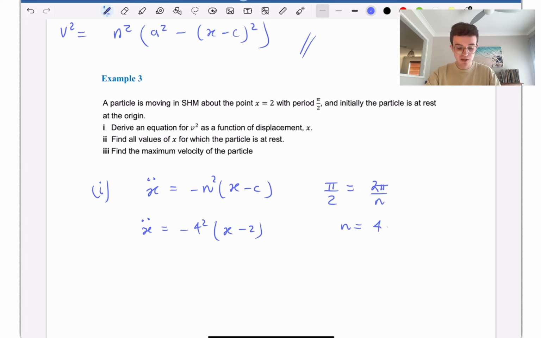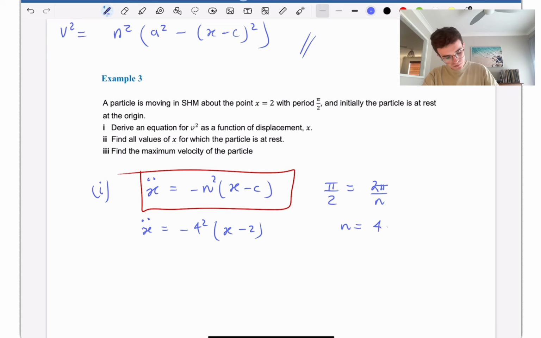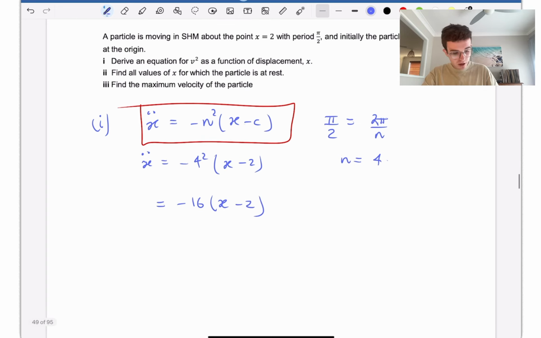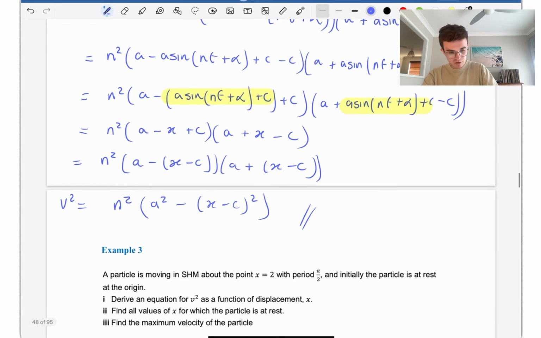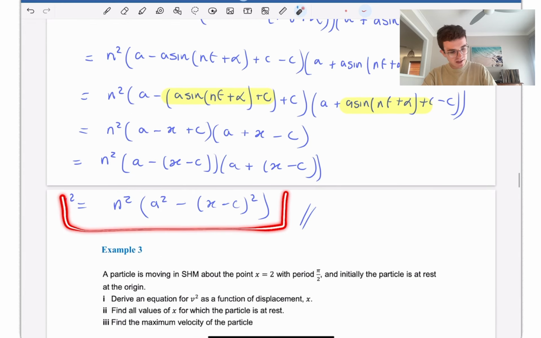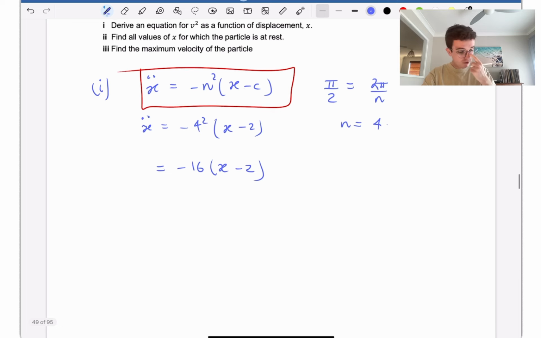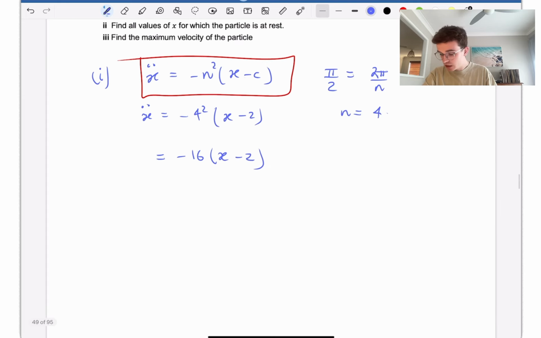We're allowed to assume this definition for acceleration. It's on the reference sheet and it's something that we can assume. So that's going to be minus 16(x minus 2). And we want to derive an equation for velocity squared. Now we can't assume this formula here. It's no longer in the syllabus, but we can utilize our knowledge of mechanics to find an equation that represents this equation and exists in the same form. So we've got x double dot, which is acceleration, and x double dot is equal to this.